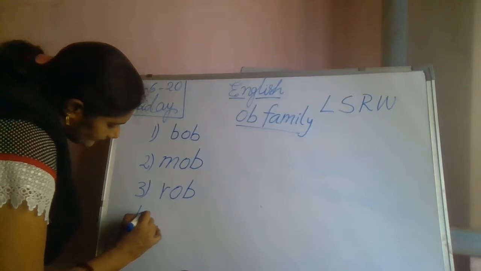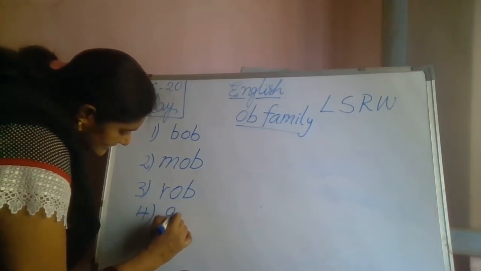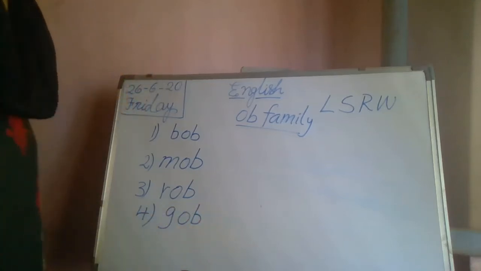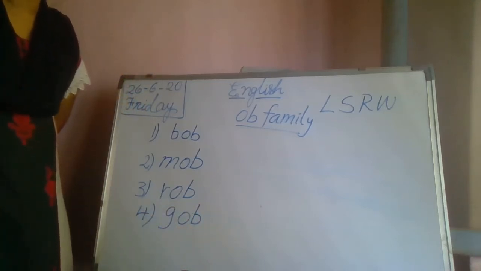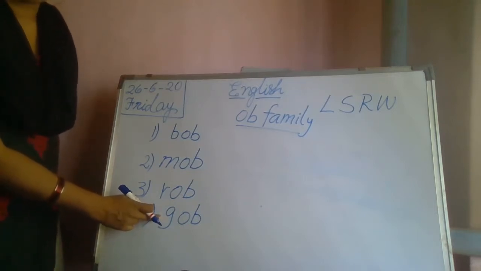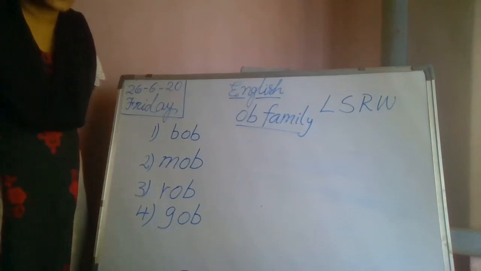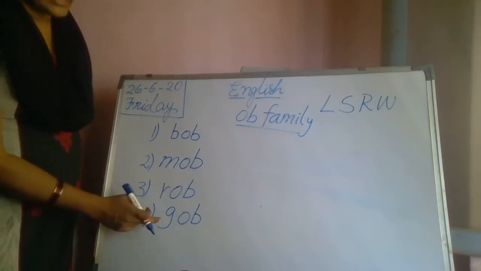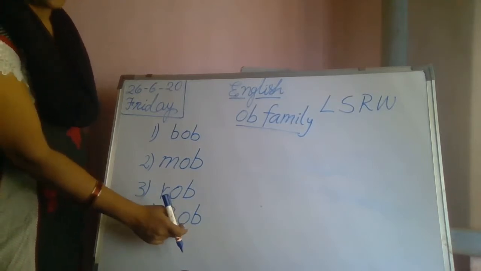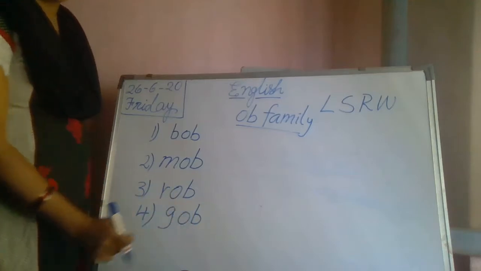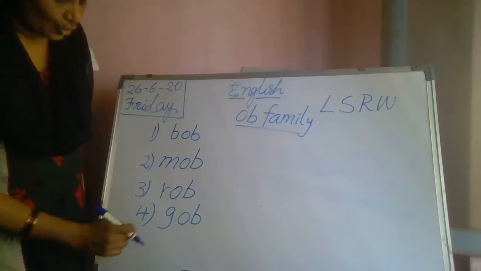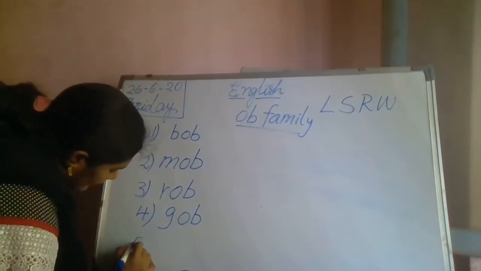Next. What is this letter? G. G-O-B, gob. G for gun. G for girl. G gives ga sound. What is the sound of G? Ga. Okay? G for ga. If we connect this G to ob family, G-O-B, gob. Okay?